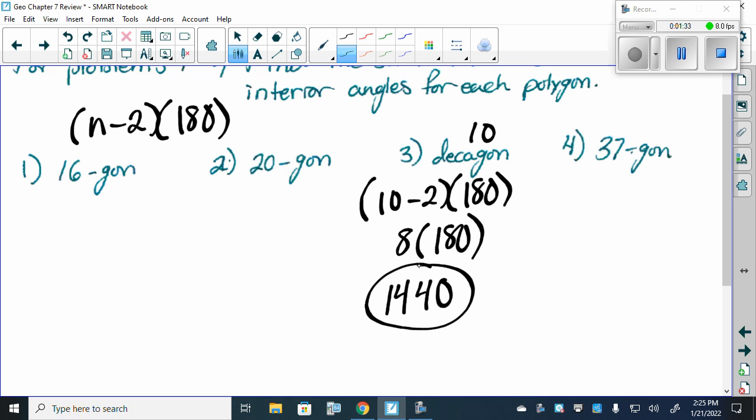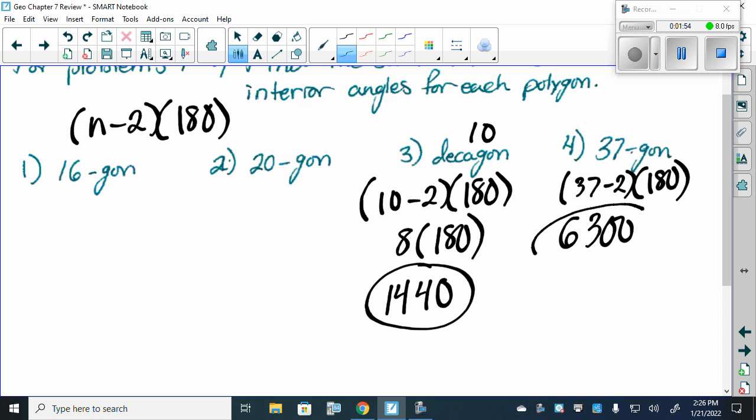Any other questions on 1 through 4? 37 minus 2 times 180, which would be 35 times 180, 6,300 degrees.